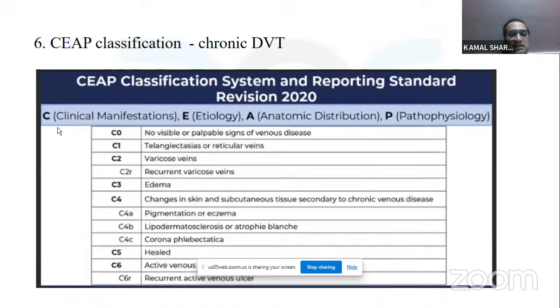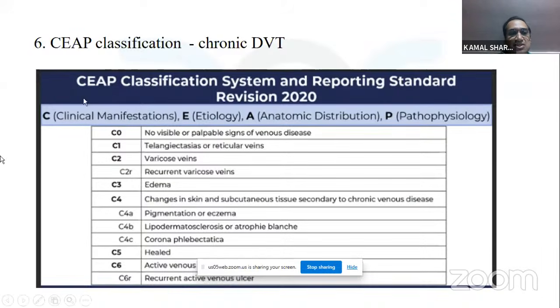I've included C here. C0 means no visible signs of venous disease. C1 is telangiectasia. C2 is varicose vein. Recurrence is called C2R. Edema is C3. Secondary venous disease with subcutaneous changes is C4A if you have pigmentation. Lipodermatosclerosis or atrophy is 4B, and corona phlebectatica is 4C. C5 is healed venous ulcer, and C6 is an active venous ulcer. Recurrent would be called C6R.